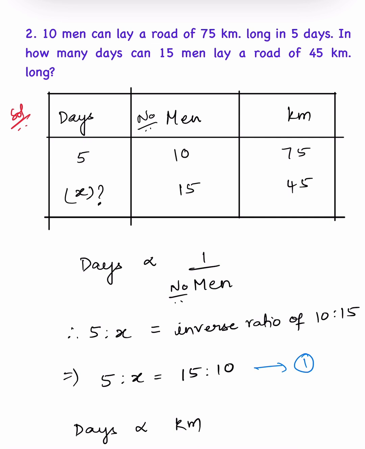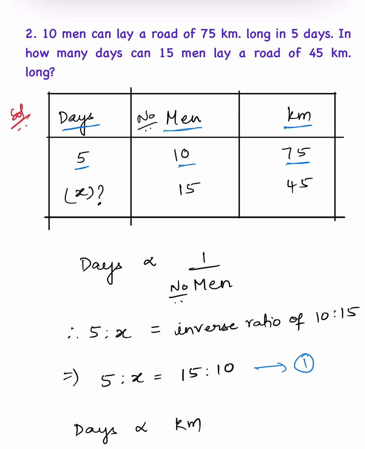10 men can lay a road of 75 kilometers long in 5 days. In how many days can 15 men lay a road of 45 kilometers long? Now, what are the values here? Number of days, number of men and number of kilometers. In 5 days, 10 men can lay a road of 75 kilometers long. So how many days are required for 15 men and a 45 km length of road?